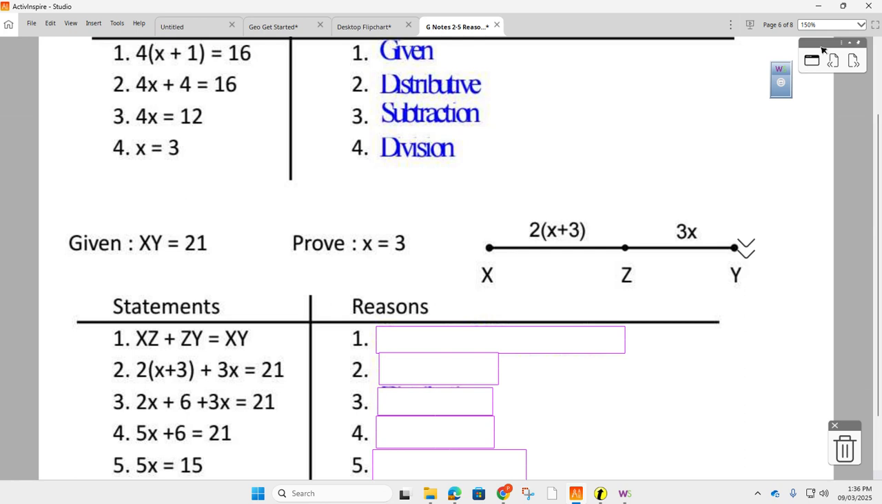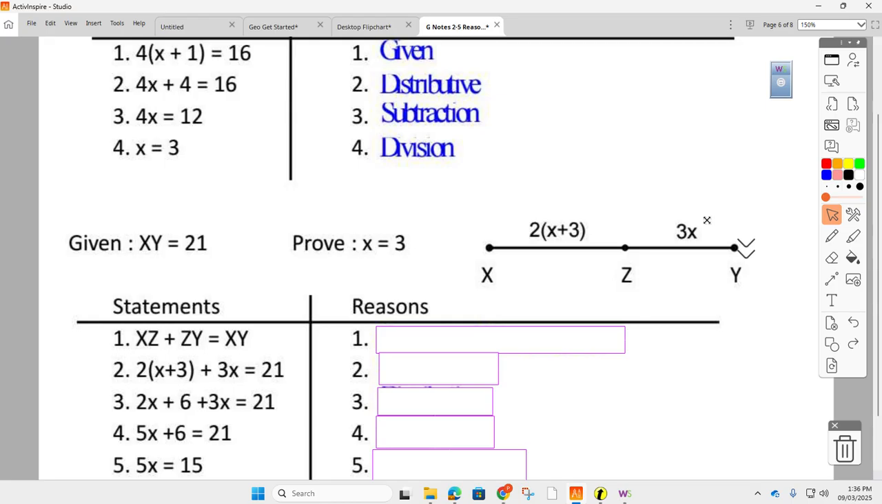So you're thinking that x times y, right? But remember, look over to the right. We have a diagram, right? X to Y. So x to y, or the length of segment XY, right? So the length of XY is 21. So it doesn't hurt to mark these things up either to kind of get yourself organized, right? X to Y, the length of that. So it makes more sense now that this 2 times x plus 3 refers to the length of XZ. Makes sense that the length of ZY, they're representing as 3x. So this is given, we're proving that x equals 3.